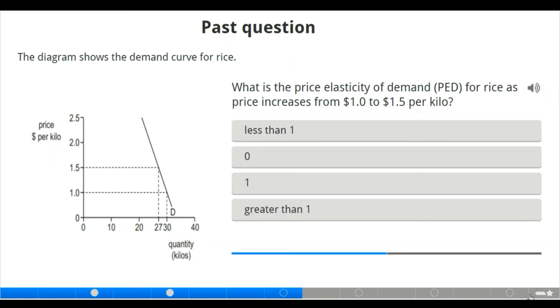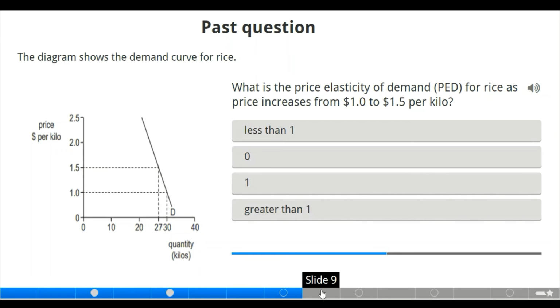Now let us interpret this first before moving on to calculation. We have the price increases from $1 to $1.5. That means $1 is our old price, while our $1.5 is our new price. Now move to the quantity. The old quantity is 30, and the new quantity is 27.